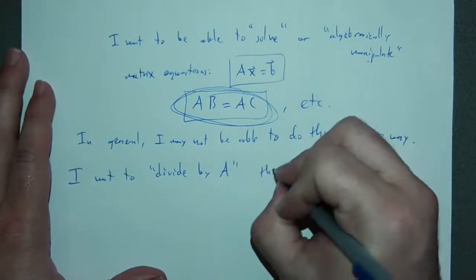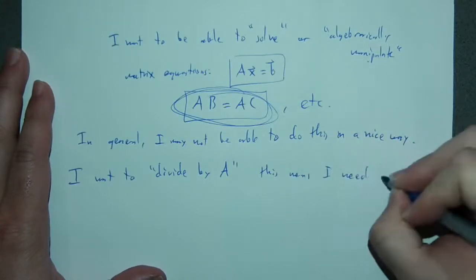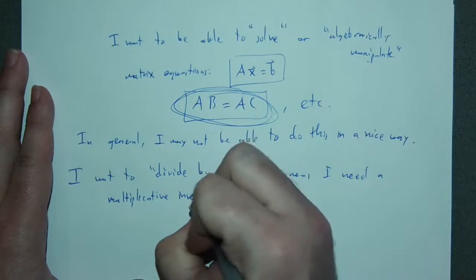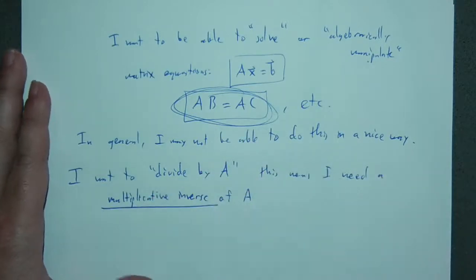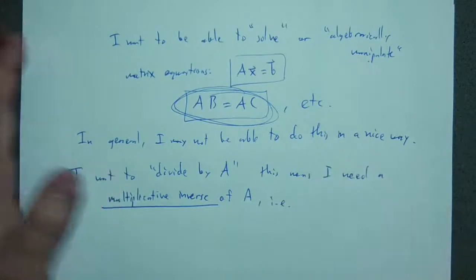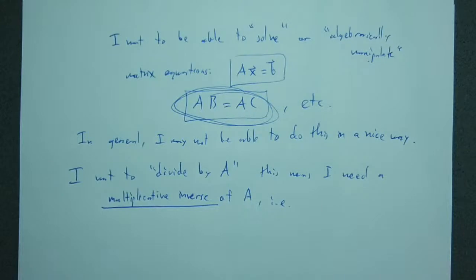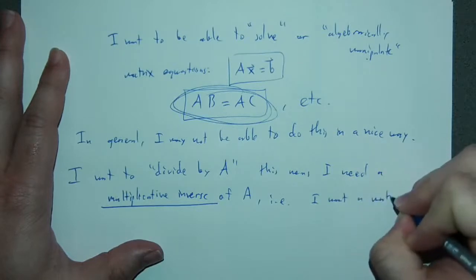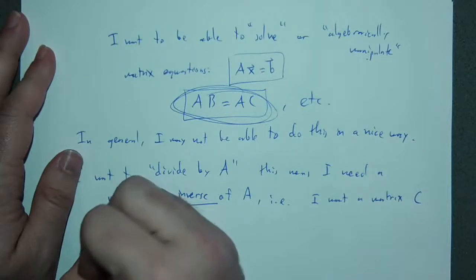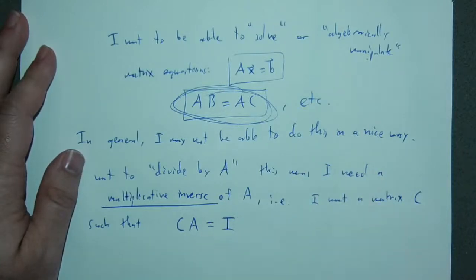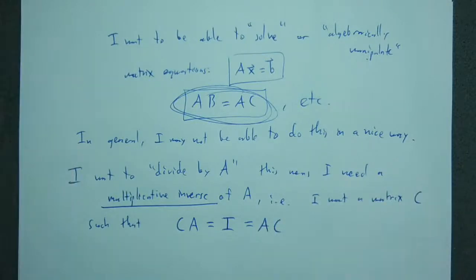Okay, this means I need a multiplicative inverse of A. Okay. What is the multiplicative inverse of A? I.e., we call something a multiplicative inverse if when you multiply by it, you get 1. But what's 1 in the world of matrices? It's the identity matrix. I.e., I want a matrix C such that C times A is equal to the identity matrix, and also A times C is equal to the identity matrix.